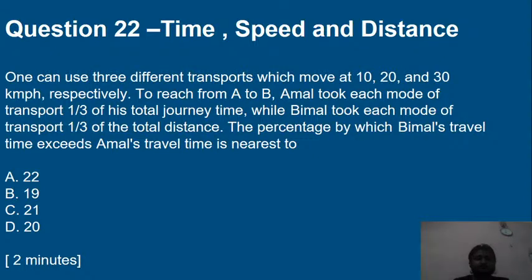Okay guys, so it says that one can use 3 different transports which move at 10, 20 and 30 km per hour respectively to reach from A to B. Amal took each mode of transportation for 1/3 of the total journey time, while Bimal took each mode of transportation for 1/3 of the distance.